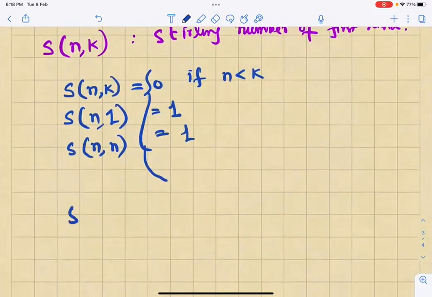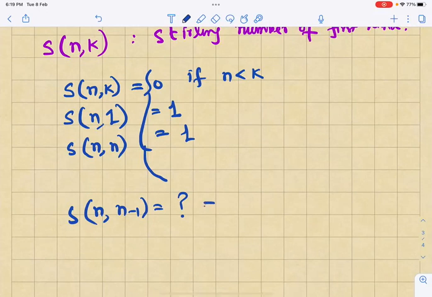And what about S(n,n-1)? You have n-1 boxes and you have n numbers, 1 to n. None of the boxes should go empty. That means one box will get 2 numbers, and the rest of the boxes will get 1 number. So you just choose 2 numbers who go together, and then the rest is determined. That means, interestingly, this number is just n choose 2.